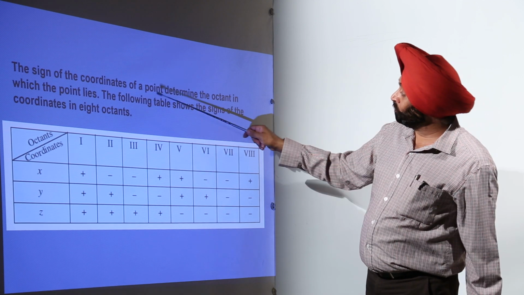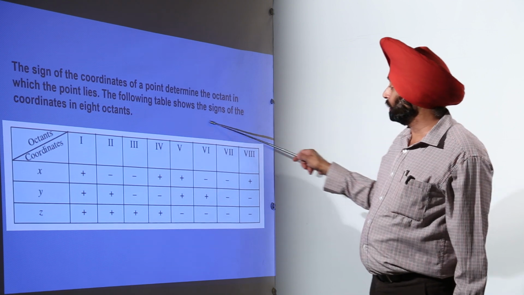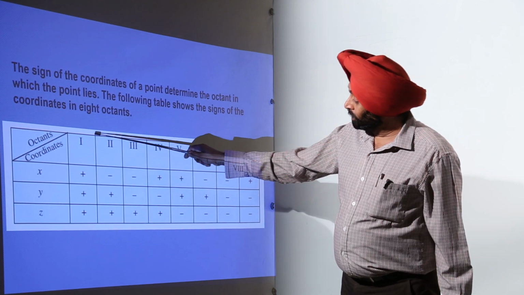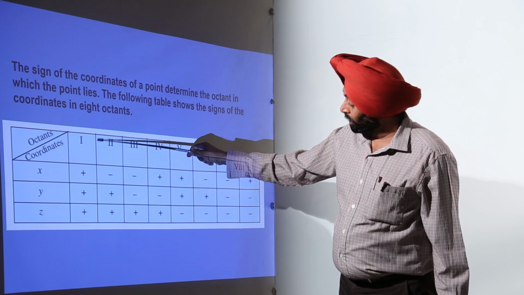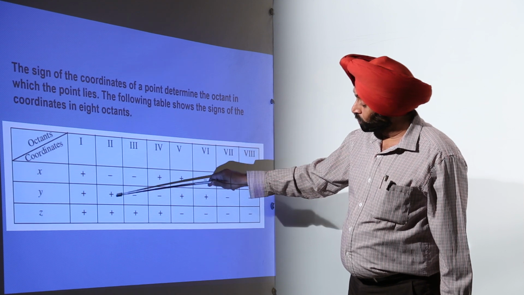Now considering all these things in the form of a table, just look here. The sign of the coordinates of a point determine the octant in which the point lies. The following table shows the signs of the coordinates in 8 octants. In the first octant we have positive, positive, positive. In the second, negative, positive, positive.